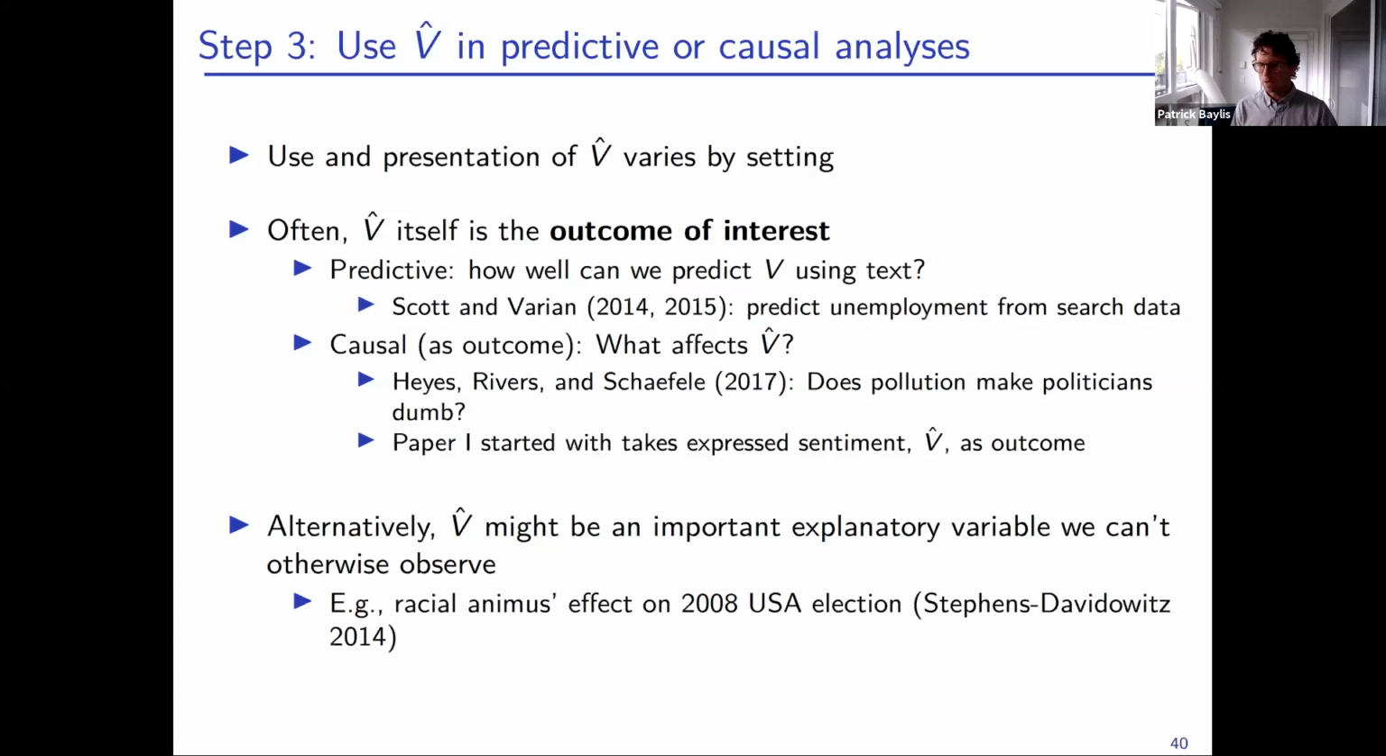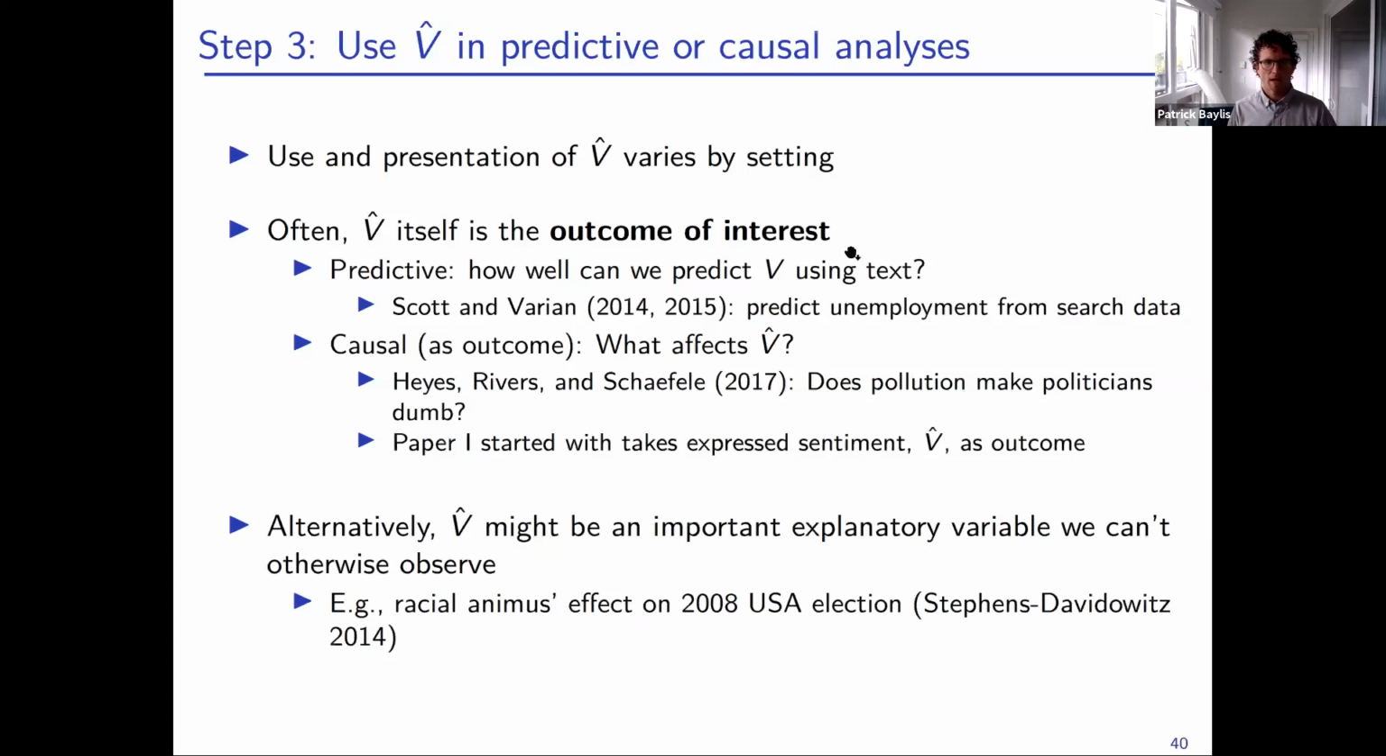Alternatively, maybe V hat represents something that we care about but can't otherwise observe, and we want to see the effect of other stuff on that. So Hayes, River, and Schifale look at how and whether pollution makes politicians dumb. Their outcome of interest is the complexity of politicians' speech. So that's their V hat. The paper I just showed you takes expressed outcome as the outcome of interest.